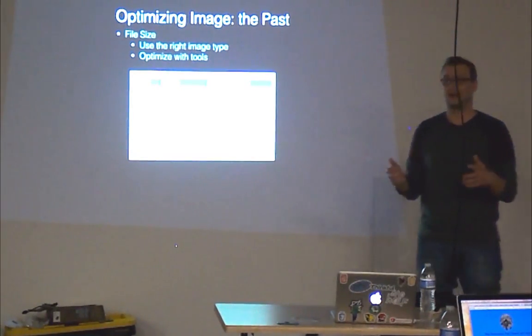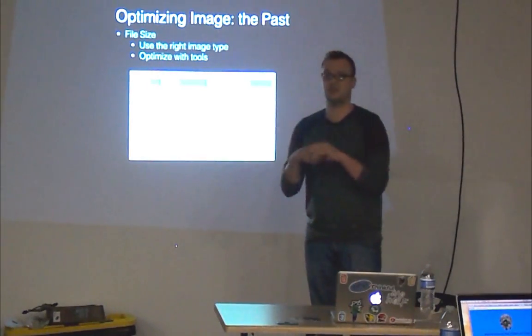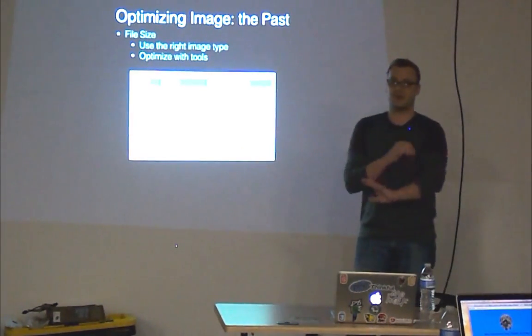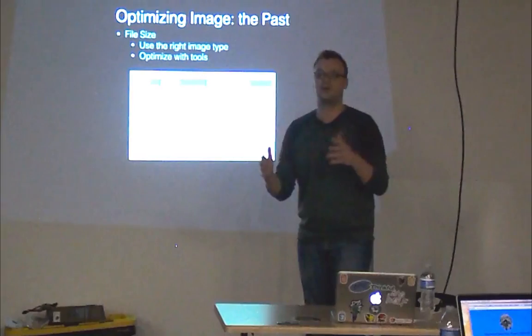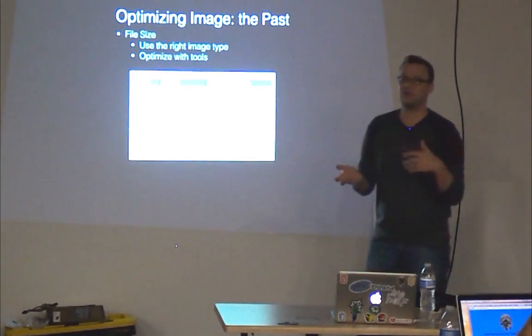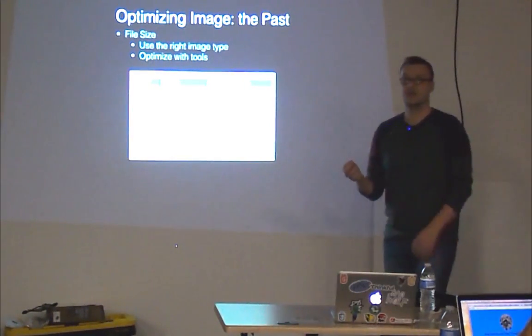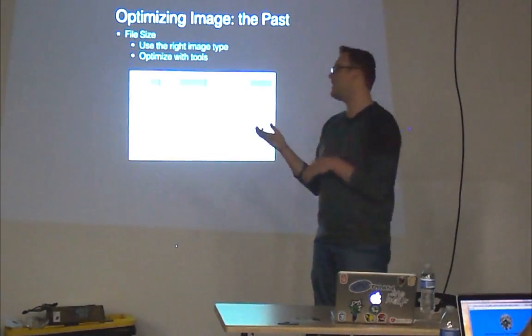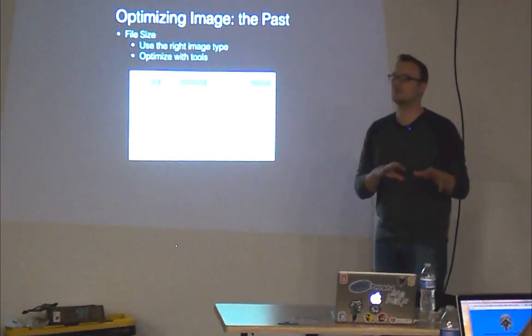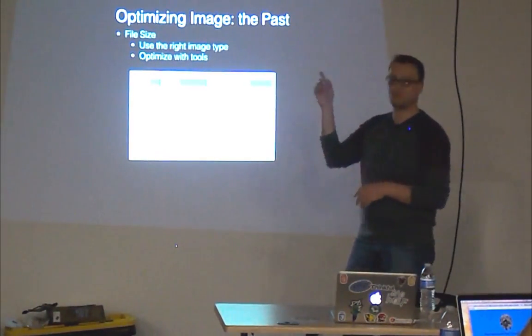I had a client one time, a few years back when I was doing some freelance work, they sent me this huge image. It was like a megabyte worth of PNG file, well, JPEG file, and it was a black and white image. I converted it to a PNG 8 image and it brought it down to 300 kilobytes. And so using the right file type is very important, and I think that's something we may have lost along the way. But then also you can optimize with tools.